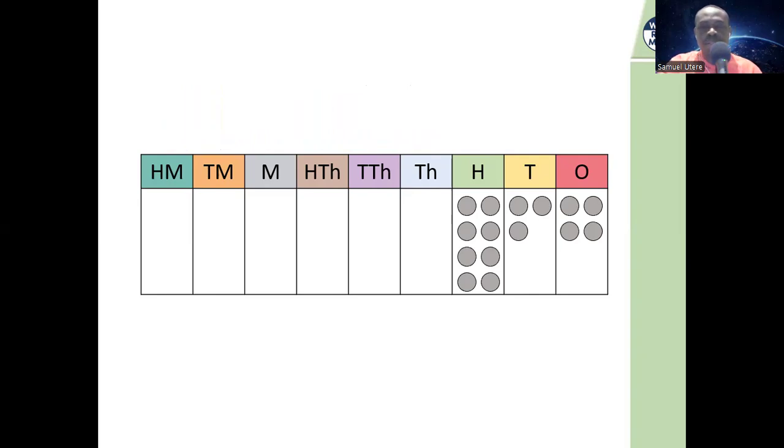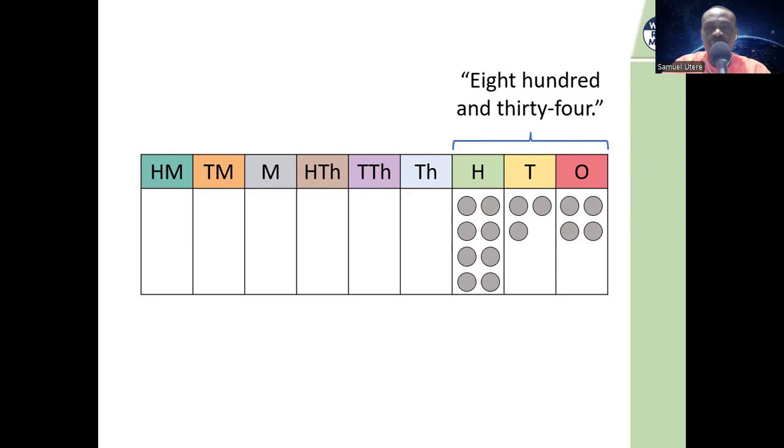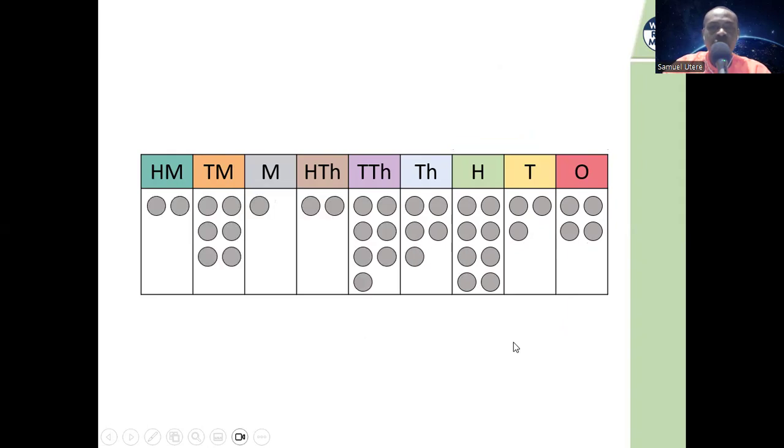If we place these counters here, how would you read these numbers? So here we have 8 counters in the hundreds column. We have 3 counters in the tens column and 4 counters in the ones column. This is 834. Okay? And that can be written like this, 834.